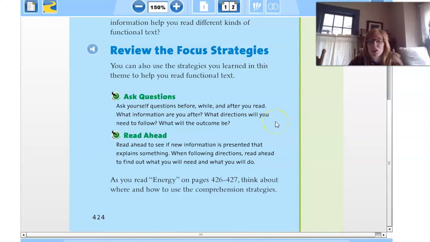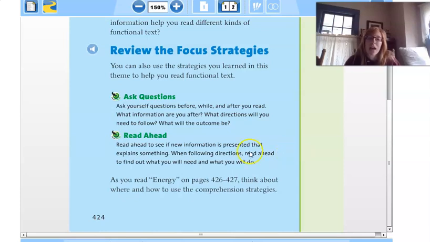What information are you after? So maybe always think about the questions. We always say read the questions first so you know as you're reading, what is it that you're looking for? What directions will you need to follow and what will the outcome be? So that's why we always read the questions first, or we think about why are we reading this?